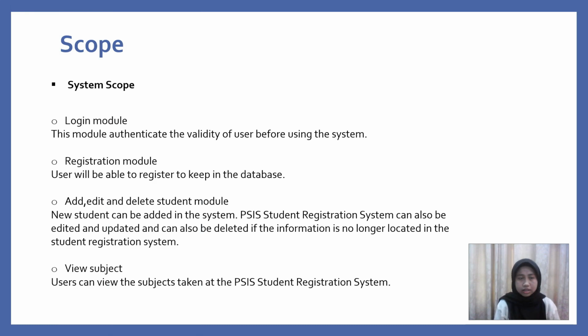For the system scope, first is the login module. The module authenticates the validity of the user before using the system. Registration module: the user will be able to register to keep in the database. Add, edit and delete student module: new students can be added in the system. PSIS student registration can also be updated and deleted if the information is no longer located in the student registration system. View subject: the user can view the subject taken in the PSIS student registration system.